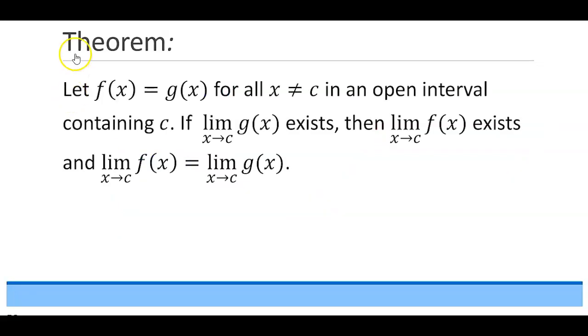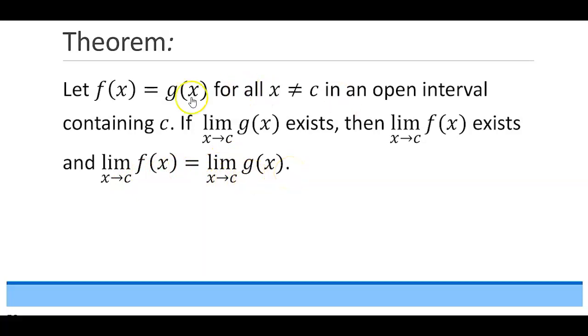The last example brings us to a theorem that says, let f of x equal g of x for all x values except for c in an open interval containing c. If the limit as x approaches c of g of x exists, then the limit as x approaches c of f of x exists. And the limit as x approaches c of f of x is equal to the limit as x approaches c of g of x.